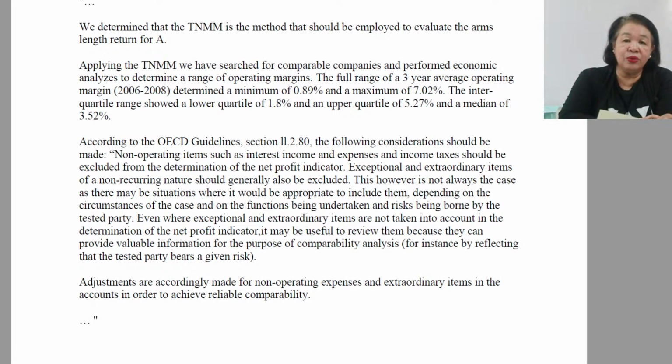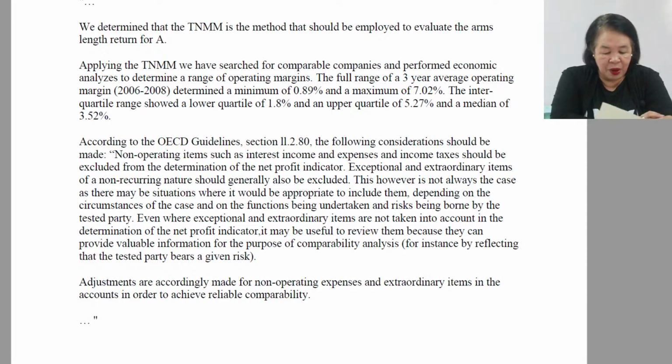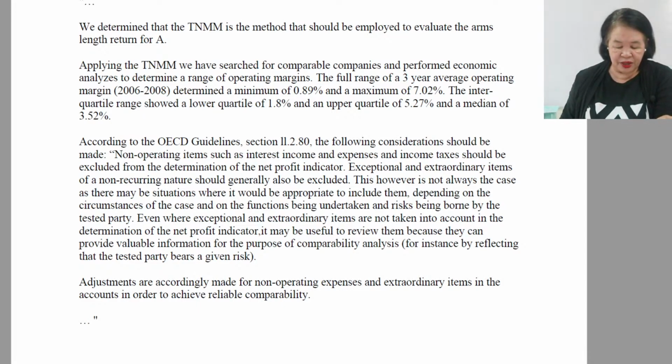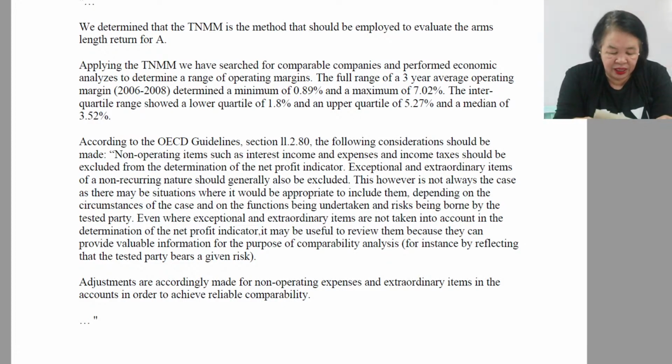So pag gumawa na kayo ng conclusion, if you are doing the transfer pricing documentation at sa transfer pricing analysis report, ito po yung inyong recommendation. So it looks like this, ha? No? Paano niya in-explain? The full range of a 3-year average operating margin 2006 to 2008 determined a minimum of 0.89% and a maximum of 7.02%. No? So the interquartile range showed a lower quartile of 1.8% and an upper quartile of 5.27 and a median of 3.52%.